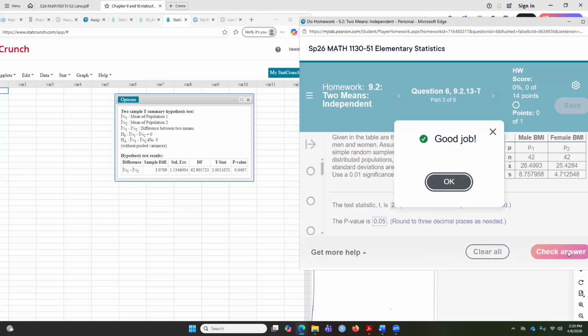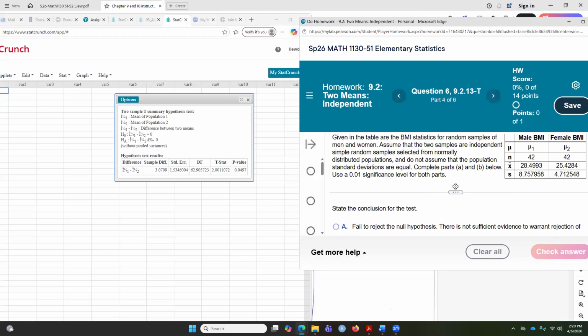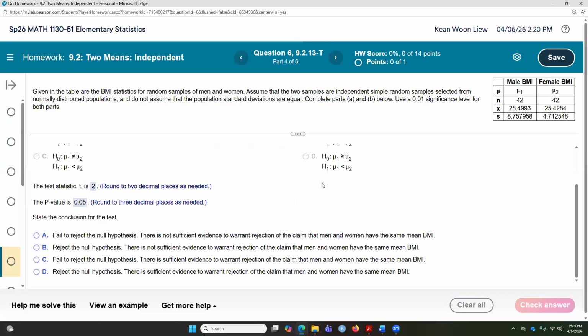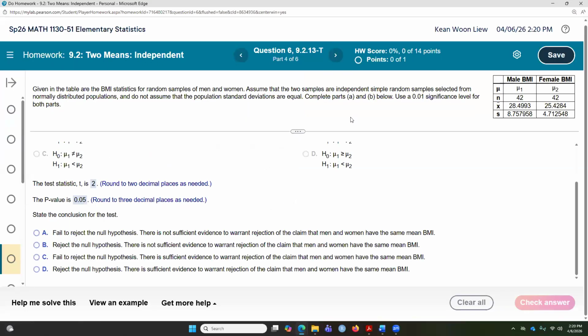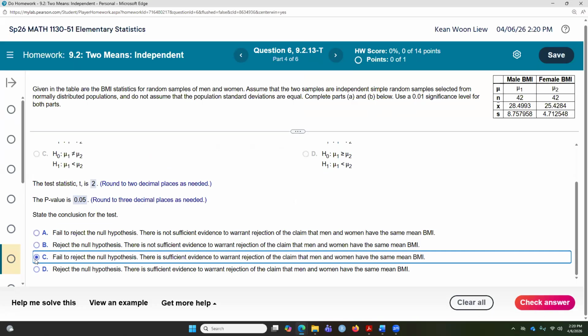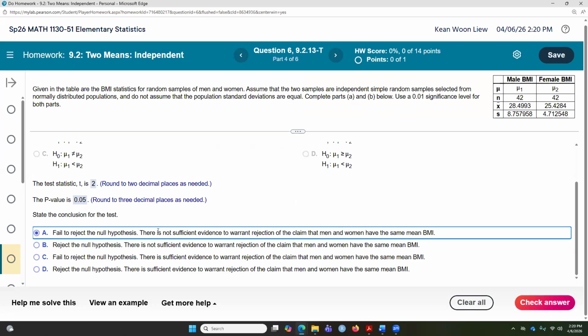Then the next question they'll ask you is which decision to make. Now our alpha is 0.01, so 5% is more than 1%. We will fail to reject the null hypothesis. And if you fail to reject your null hypothesis, then the conclusion will be there is not sufficient evidence to warrant rejection of it. Okay.